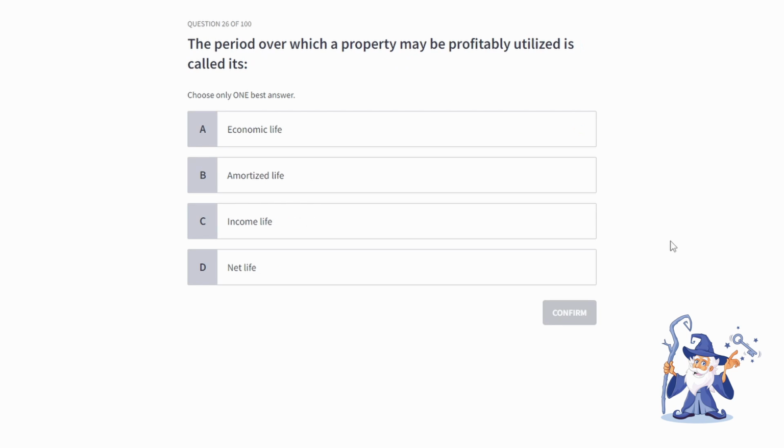Alrighty, next question, 26. The period over which a property may be utilized is called its, and it gives us four options: A, economic life, B, amortized life, C, income life, or D, net life. So go ahead and come up with your answer on that one.